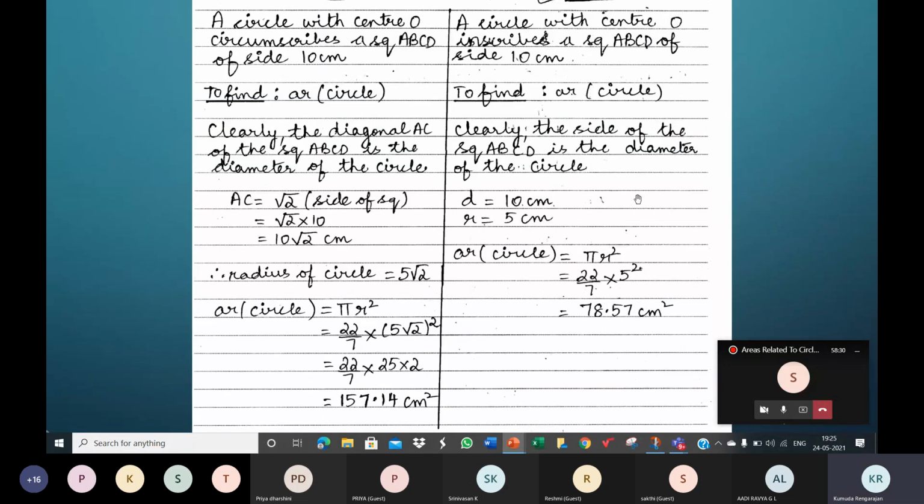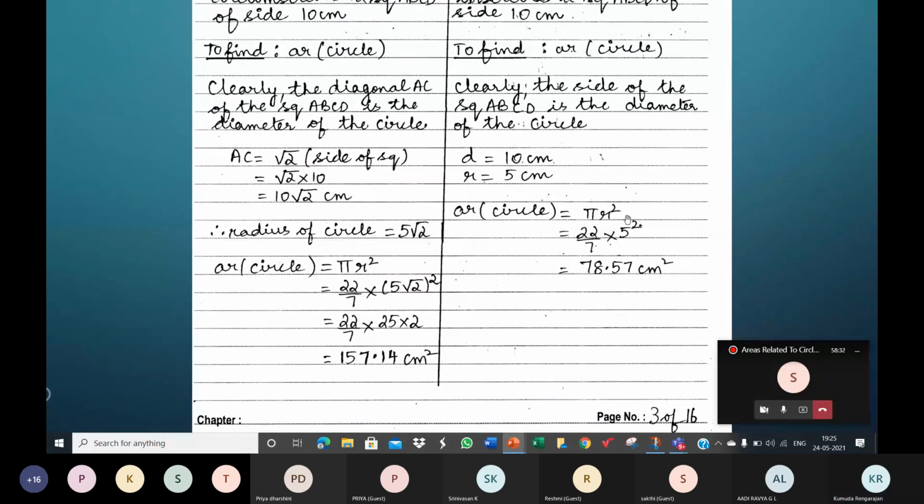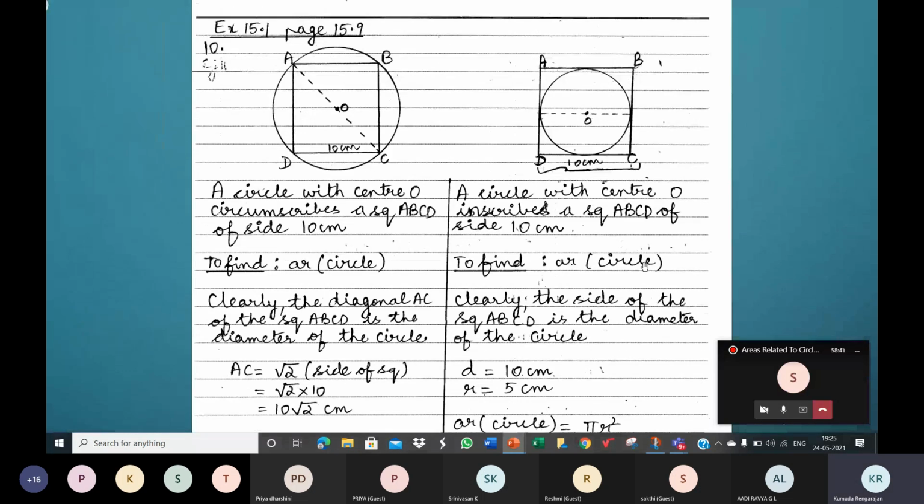And in both the cases, you'll have to find the area of the circle. To find the area of the circle, you need to find the radius. So having found the radius, pi r square will give us the area.